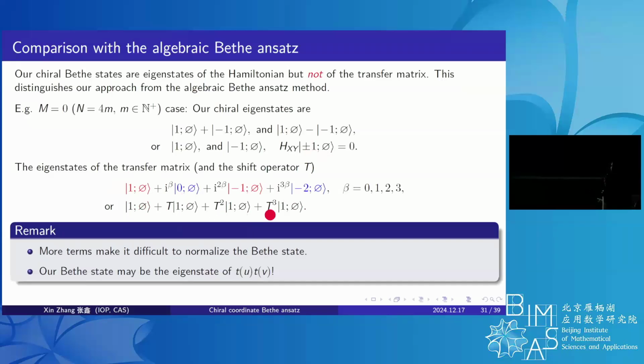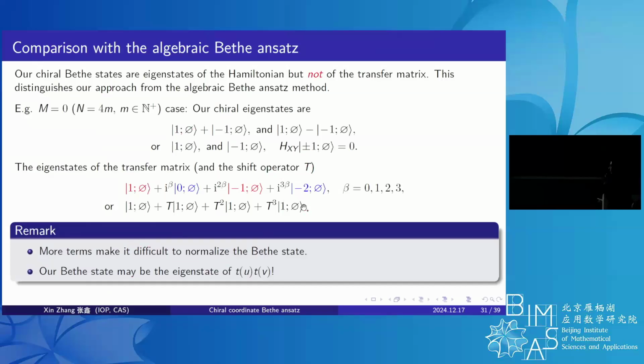This is 0, this is -1. The red one is what we select, they are orthogonal, and the blue ones are also orthogonal, but the red one and the blue one are not orthogonal. So we can see that in our basis we only have two terms, but for the algebraic Bethe ansatz they now have 4 terms. More terms make it difficult to normalize the basis state.